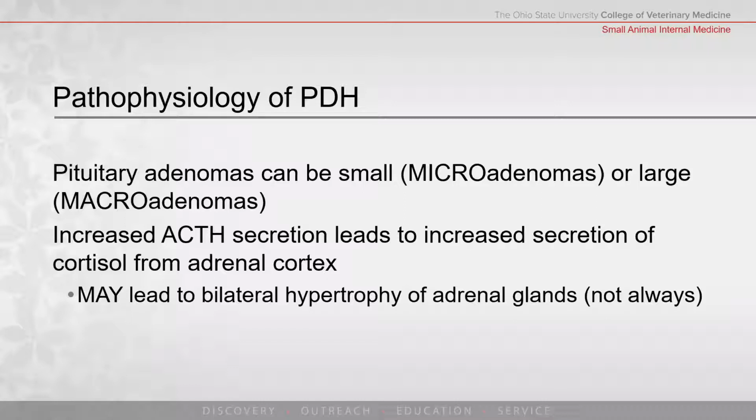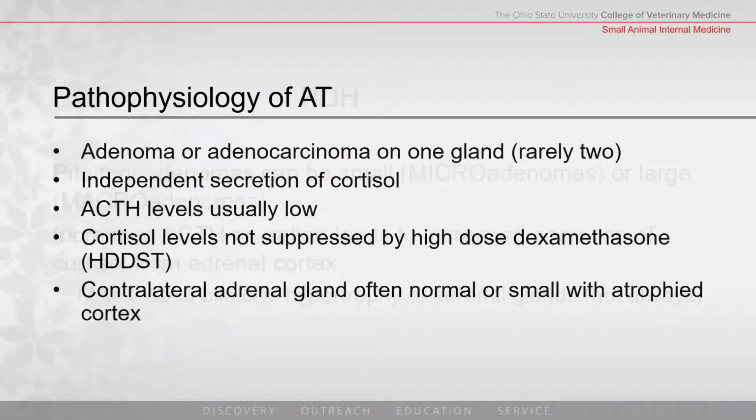And so it's very challenging with the macroadenomas because they also tend to be more sporadic in the amount of ACTH they secrete. But overall, increased ACTH secretion leads to increased secretion of cortisol from the adrenal cortex, and it may lead usually to bilateral hypertrophy of the adrenal glands. But actually, some adrenal glands don't get as big as you think they do, even with pituitary-dependent hormones. Next. Go ahead.